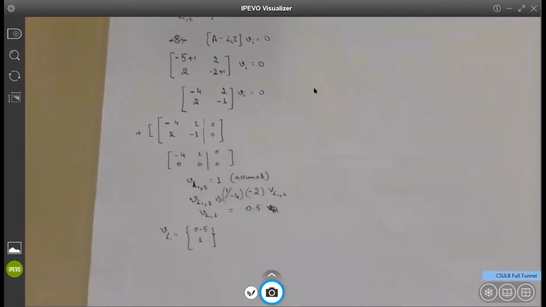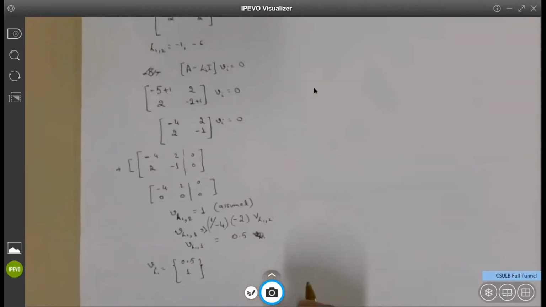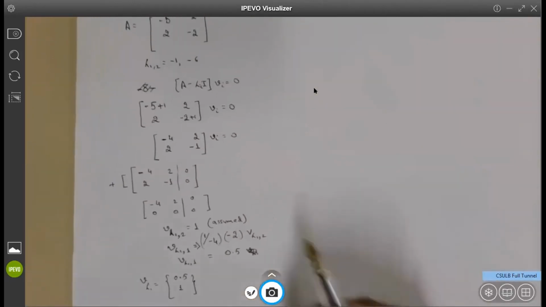Is everybody following what I'm trying to do? Yes. And what will be the second eigenvector? Can somebody quickly tell me so that I don't need to do that?